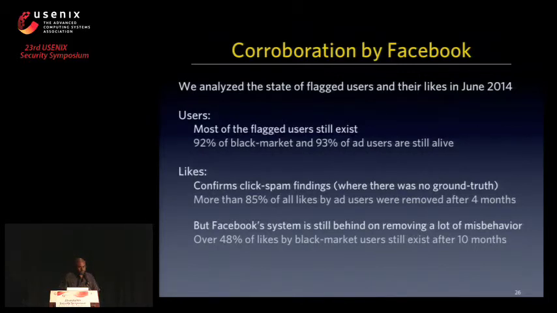First, Facebook hardly suspended or removed any of the users we flagged. Instead, what they seem to be doing is cracking down on their misbehavior or their activities. One interesting finding was that more than 85% of all the likes by the ad users that we flagged, or the click spam that we've identified, were removed by Facebook. So this confirms our click spam findings, because there we did not have ground truth information. But Facebook's system still seems to be lagging behind on catching all the misbehavior. Most of the likes from the black market users or the fake users still exist on Facebook even after 10 months.